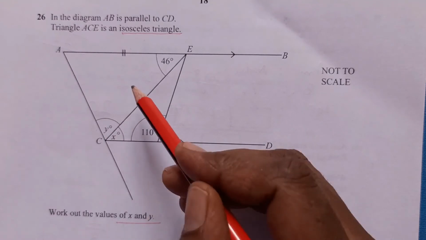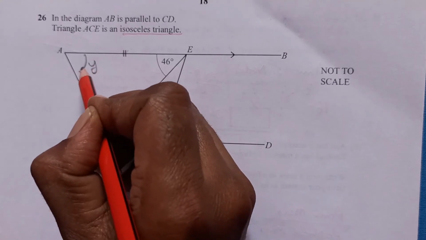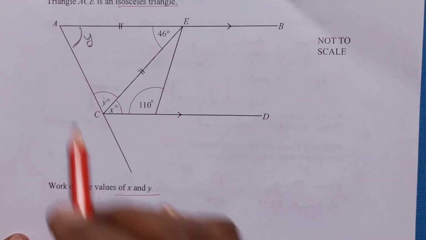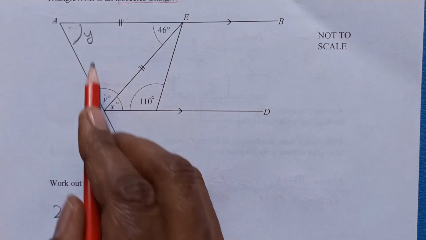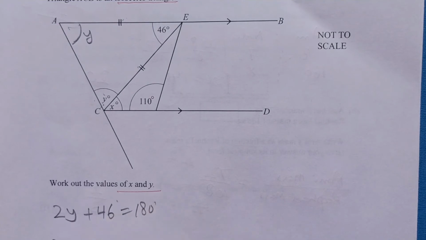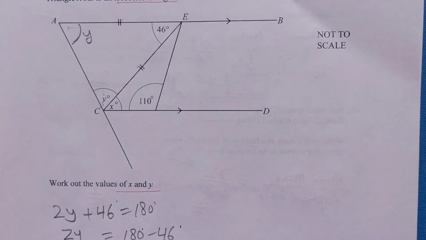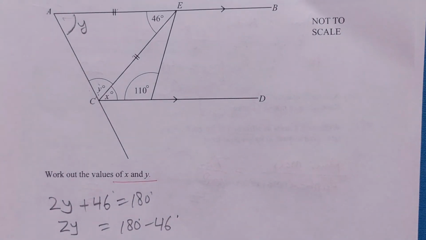Now, if these two sides are equal, that means this angle and this angle are the same, right? So the sum of these angles is 180. So y plus y, 2y, plus 46 equals 180, right? So 2y equals 180 minus 46. So 180 minus 46, it is 134.